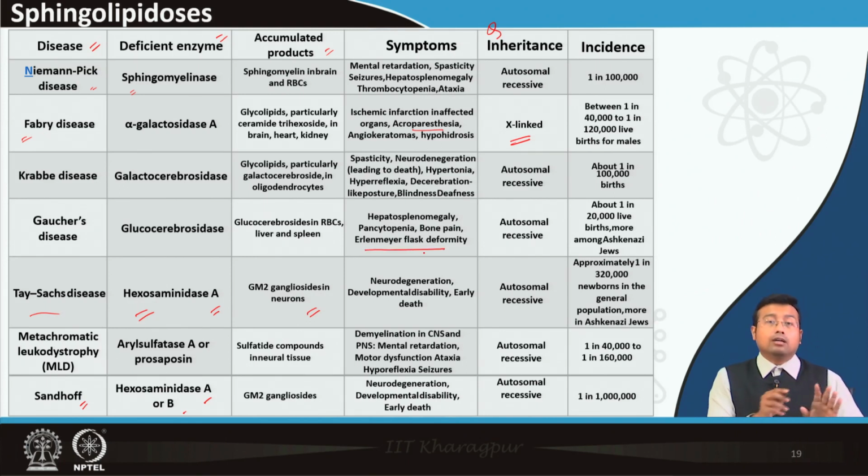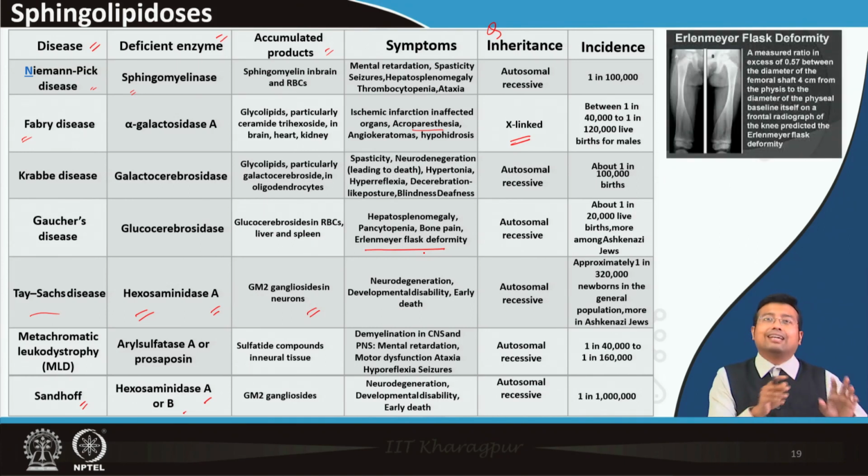Erlenmeyer flask deformity, Gaucher's disease. What is Erlenmeyer flask deformity? If you are interested to know, it is radiological. Basically, if you take a straight X-ray, there is a thinning of the femur. This is known as diaphysis, this is known as epiphysis. These are from your anatomical knowledge. Thinning of the diaphysis leads to a formation where the distance between the two sides of the mid femur is much more compared to that of the knee, and this whole thing looks like a flask, Erlenmeyer flask, right. So, this is known as Erlenmeyer flask deformity, and it is a characteristic of Gaucher's disease.